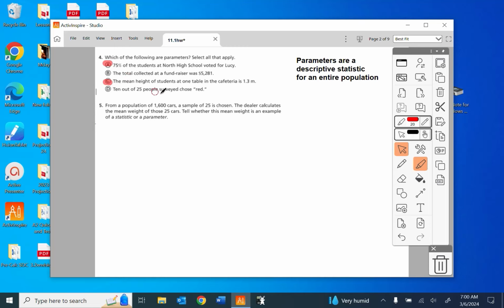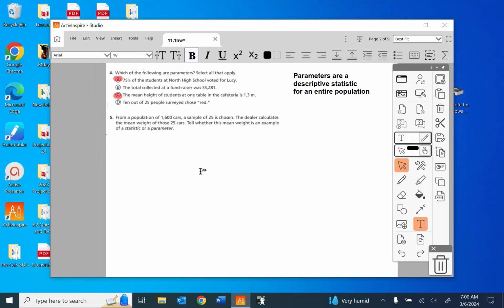10 out of 25 people surveyed chose red. Yeah, I wouldn't agree with that one. That would be something of a sample. In fact, A for sure, C is a maybe. We're going to go with it.